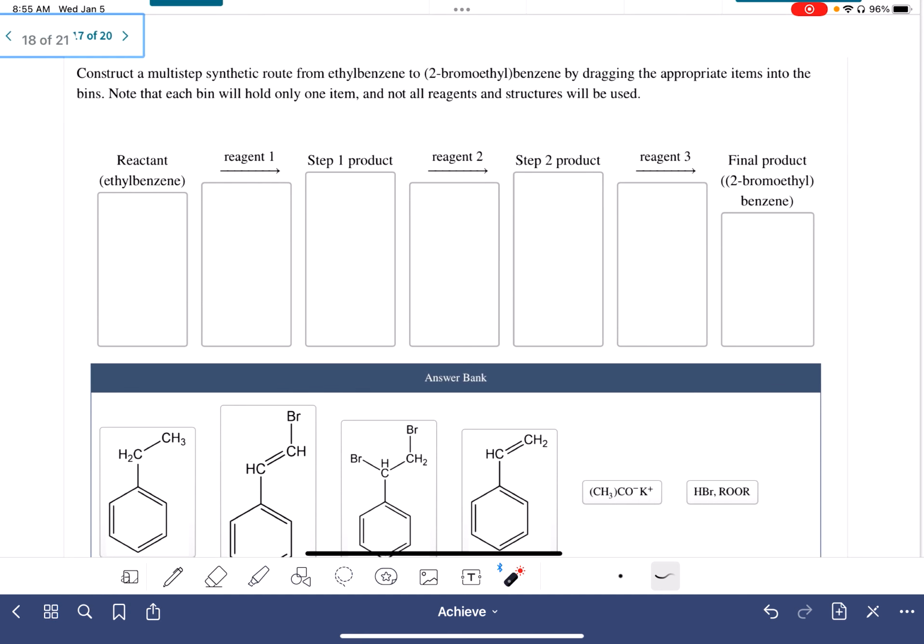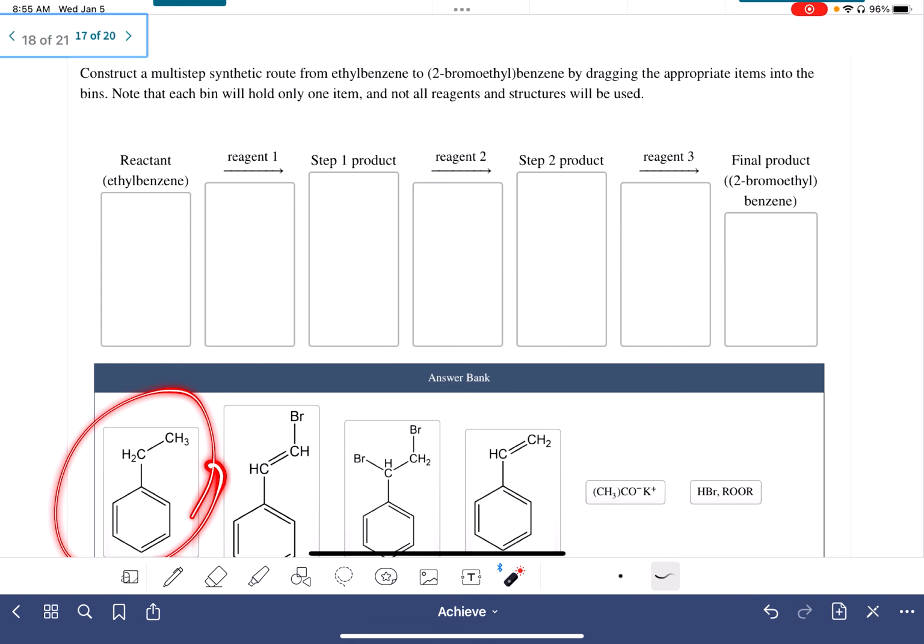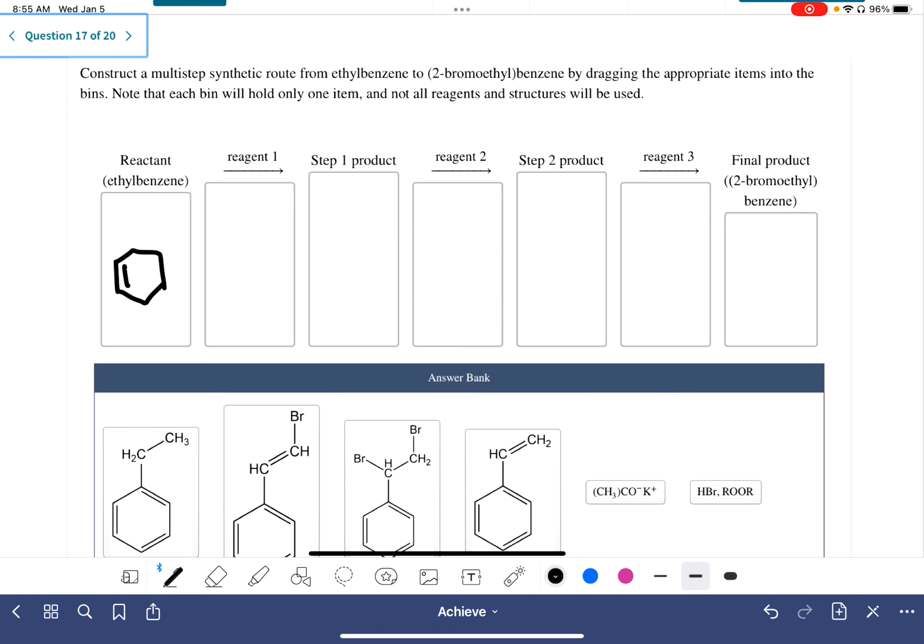So what you're going to do is, looks like ethylbenzene is right here, but you're just going to start by filling this guy in, your ethylbenzene, and then fill your product in as well. That should be the second thing that you do, so you can get a good visual of what kind of transformation you need to make.